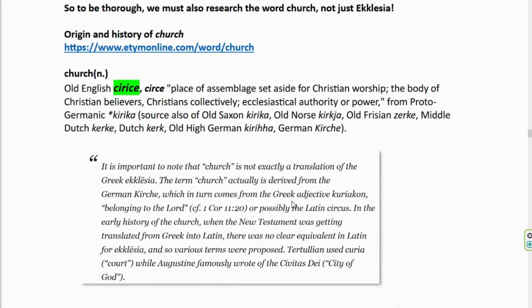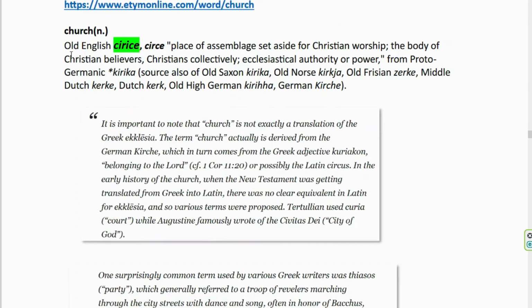So to be thorough here, and I was thorough in my research, I had to figure out just what the word church meant, since I discovered that in the Brit Hadashah it was actually ecclesia. Then what is the word church? Where does it come from? Here's a link that you can click on to go find what I'm about to put here on the page. The word church is Old English. It comes from Circe or Cirice. Please don't hold me to any of these pronunciations.